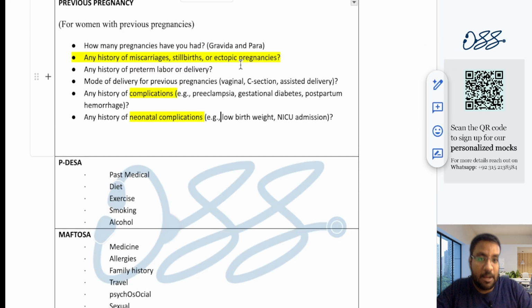Okay, how many pregnancies have you had, any miscarriages, any stillbirths, what was the mode of delivery that you had previously, and then the complications, okay, any history of preeclampsia, gestational diabetes, or by any chance did you go into a postpartum hemorrhage after your delivery? Okay, and how was your child after the birth? Did he or she have low weight, or end up in a neonatal ICU after the delivery?